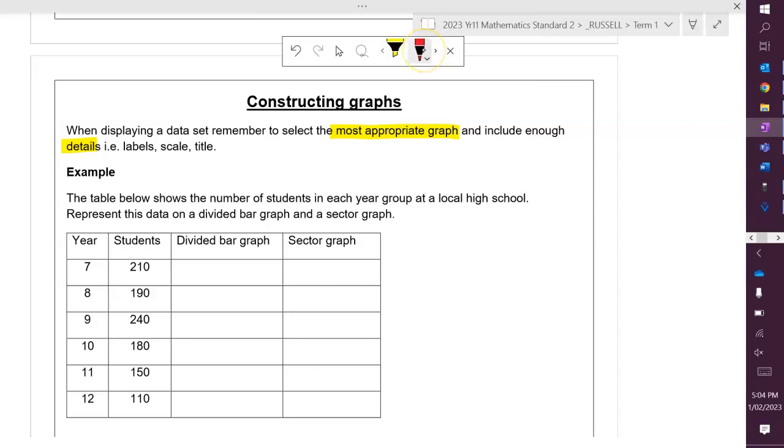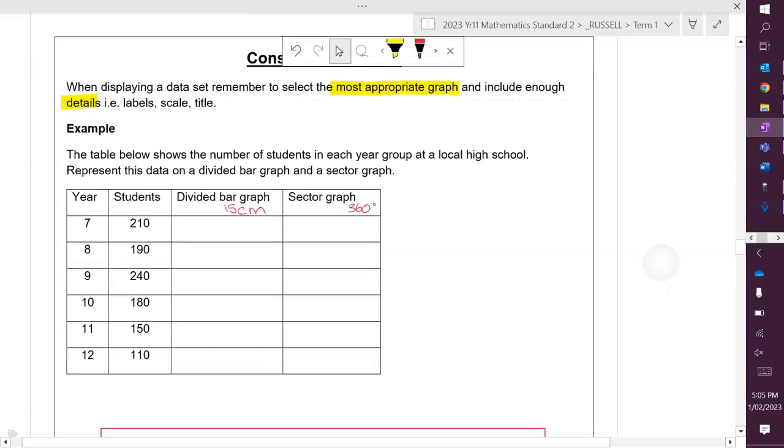So in our example, the table shows the number of students in each year group at a local high school. Represent the data on a divided bar graph and a sector graph. So we're going to do our divided bar graph as a 15 centimeter graph, and our sector graph, if we think about a circle, that is going to be out of 360 degrees. So when we work this out, the first thing we need to do is actually calculate the total number of students in all year groups. And if we add all of that together, we get 1,080. This becomes our denominator when working out everything we need to here.